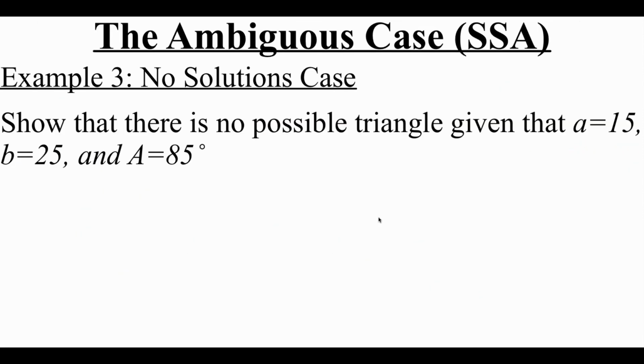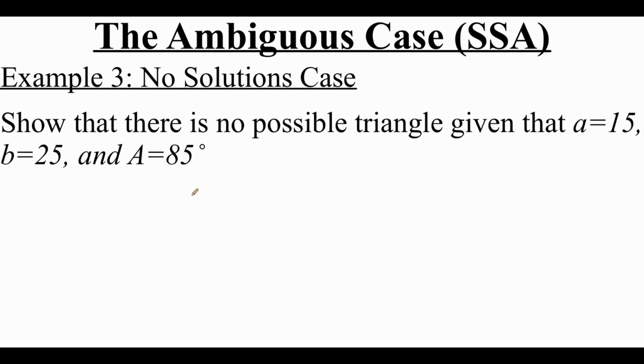In this example, this is going to be a no solutions case, so we want to show that there is no possible triangle given that side A is 15, side B is 25, and angle A is 85. So the first thing we would want to do is check how many triangles can be created. So we look at our angle, and A is acute. Then we look at our sides. There's no specific case that says A is smaller than B.